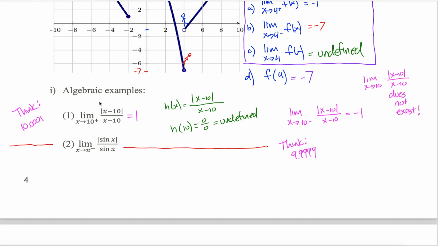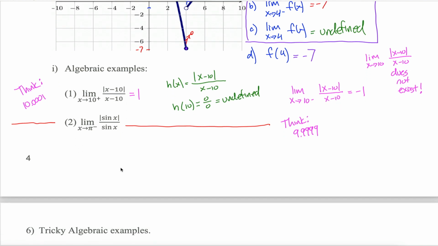If you want to test yourself on these one-sided limits algebraically, maybe try this problem on your own. It's almost identical to what we did up here. What is the limit as x approaches pi from the negative side of the absolute value of sine of x divided by sine of x? Well, maybe you remember that the graph of sine looks something like this, where pi is this value. If we're putting in a number slightly less than pi, we're thinking about the hiker that is standing just over here, just to the left of this x value of pi.